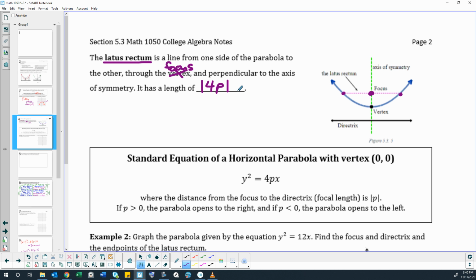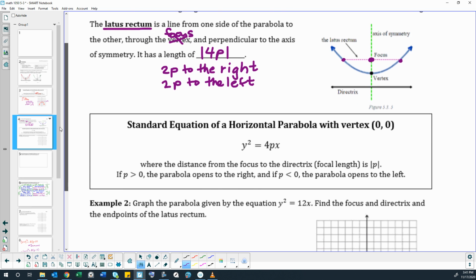And we're actually going to do absolute value, so it's positive, because lengths are always considered positive. And because it's a length of 4p, and because there's symmetry in the axis of symmetry, it's going to be 2p to the right from the focus, and then 2p to the left. So splitting that 4p distance in half so that the total length is 4p. So 2p this way, 2p that way to get the endpoints. That helps us see how wide our parabola is through the focus. Sorry for that other typo.